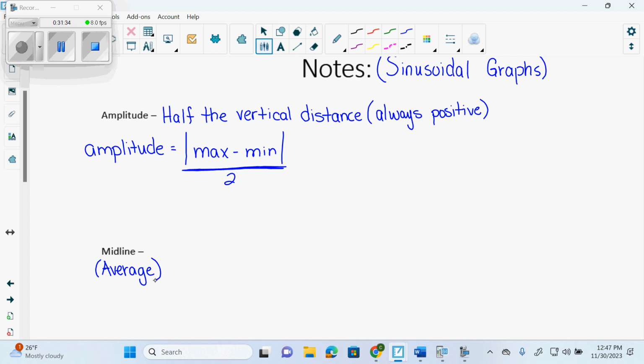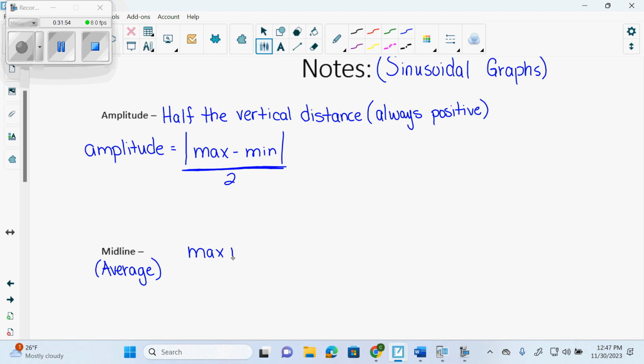Now, can you see how people could get the formulas mixed up between amplitude? So make sure you think that amplitude is half the vertical distance, so I have to subtract, and it's always positive. But midline is my average, and what do I do when I find the average of 2 marks? Add them, divide by 2, right? So this literally looks very similar, but they're not the same.